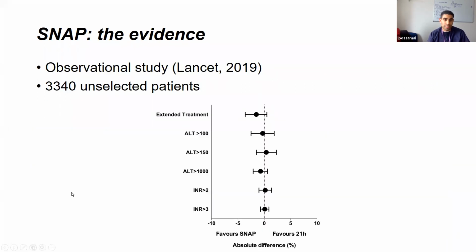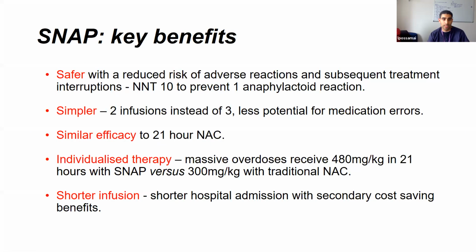And then in the real world, as it were, they trialed it in 3,000 plus unselected patients across the same hospitals and published in the Lancet, showing that yes, it was better tolerated by patients with fewer reactions. And as this plot shows, it has equivalence in terms of clinical efficacy compared to the 21-hour regime. So SNAP is, in summary, safer for patients, simpler, as effective as 21-hour NAC, and it also gives big overdoses more NAC within a 21-hour period compared to that old regime.